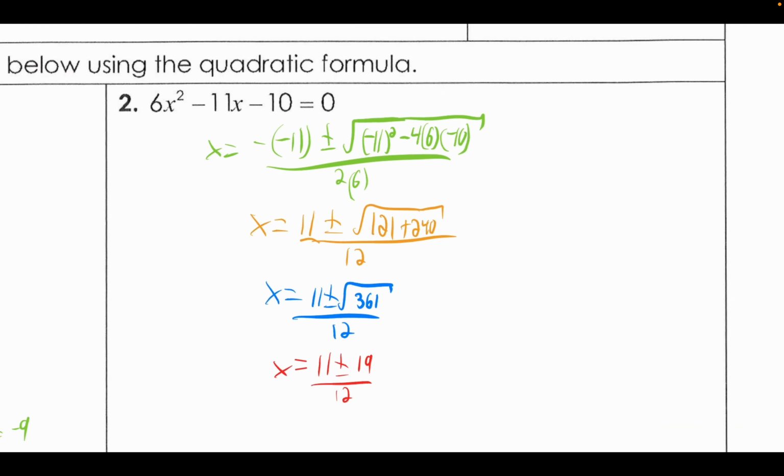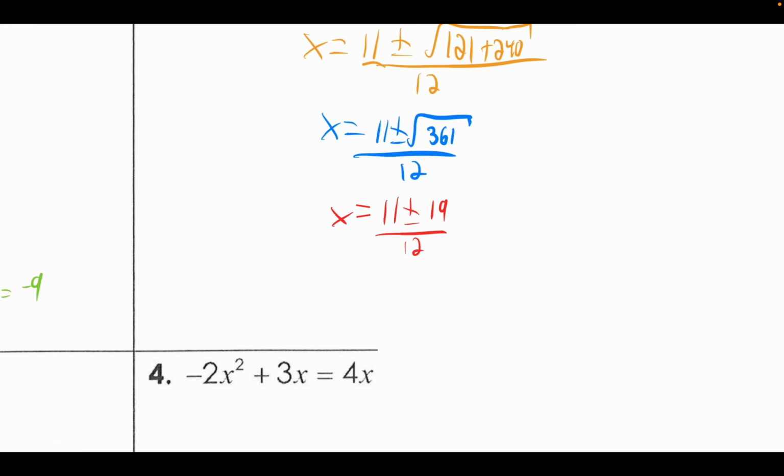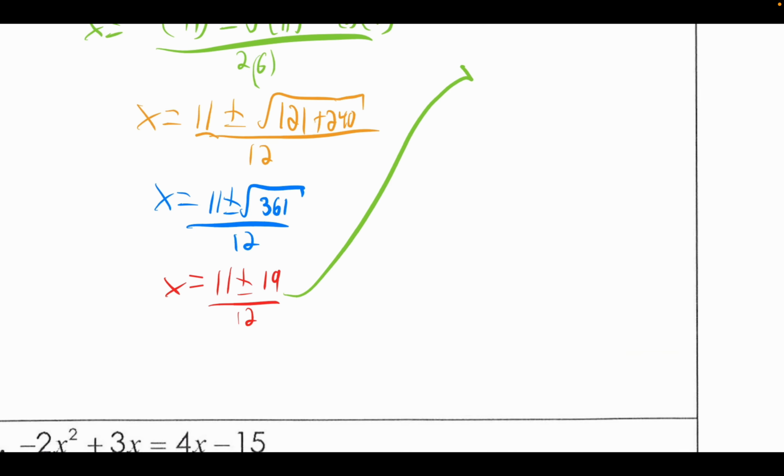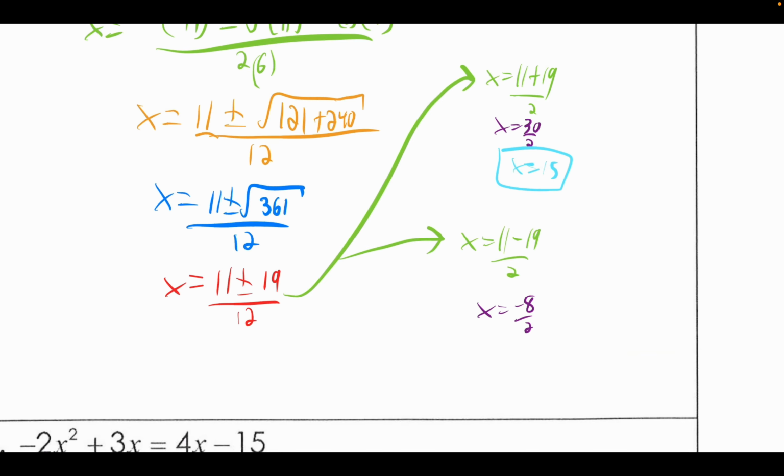I'm going to go ahead and make my two cases here. And I'm kind of running out of room, so I'm going to go off to the side, where I have x equals 11 plus 19 over 12, and x equals 11 minus 19 all over 12. So this first case here ends up getting me 30 over 12. Second one is negative 8 over 12. And so this top one is x equals 5 halves, whereas the bottom one here is x equals negative 2 thirds.